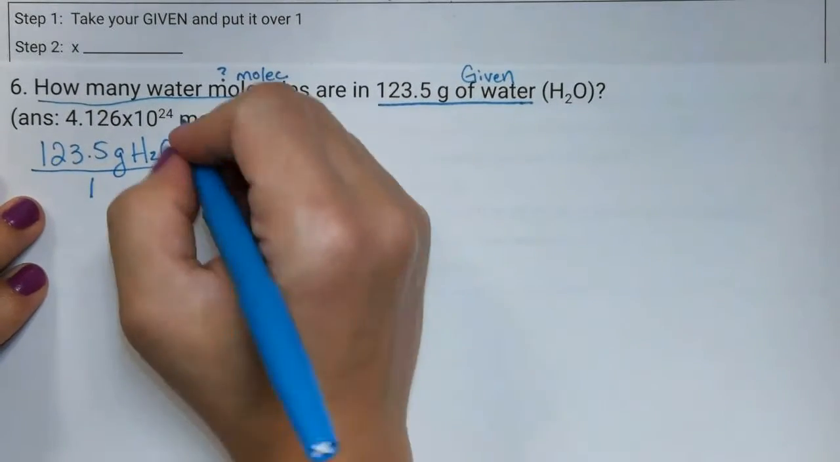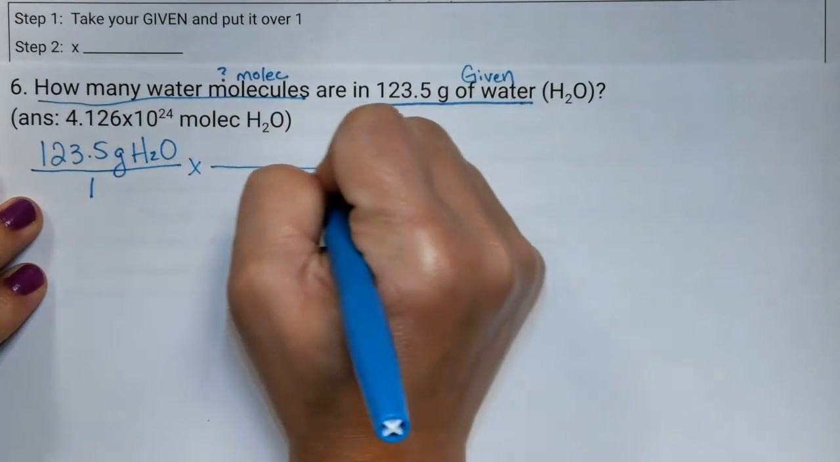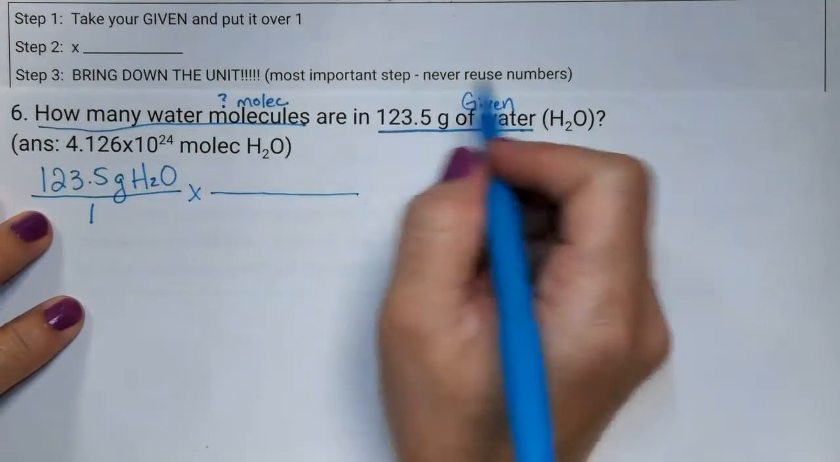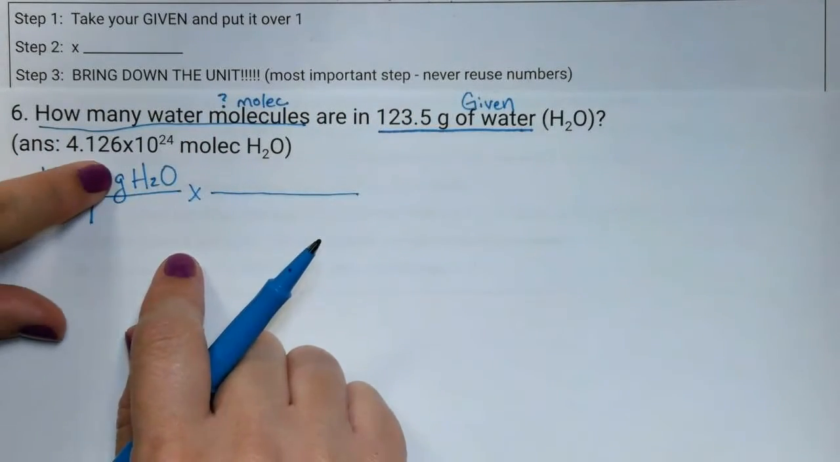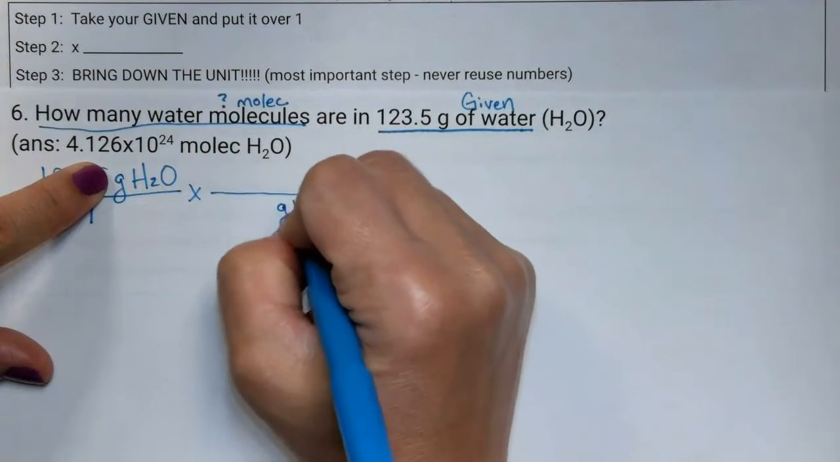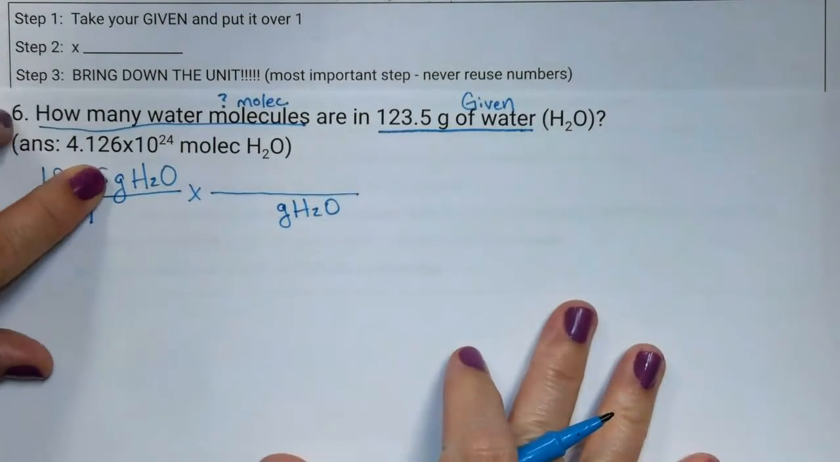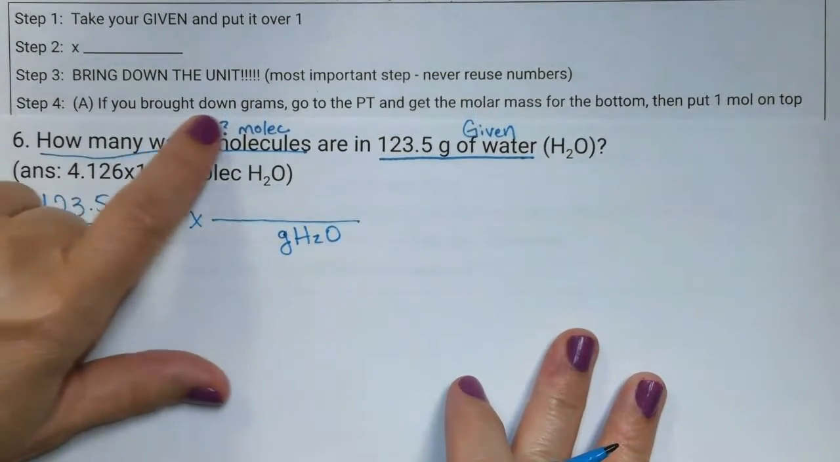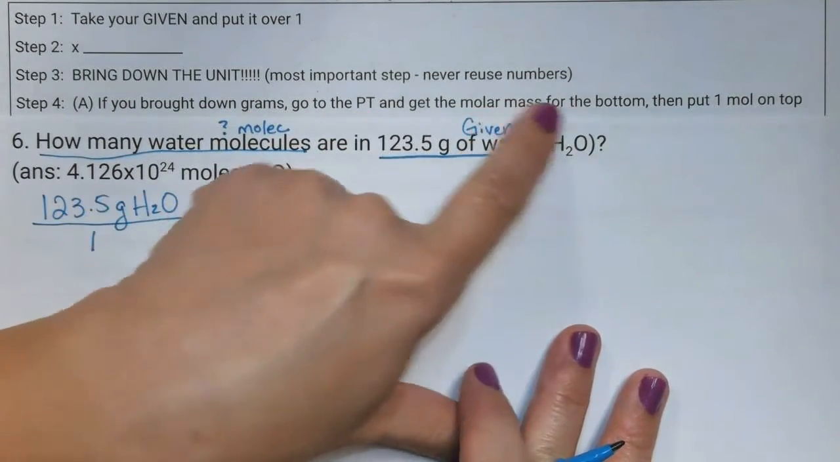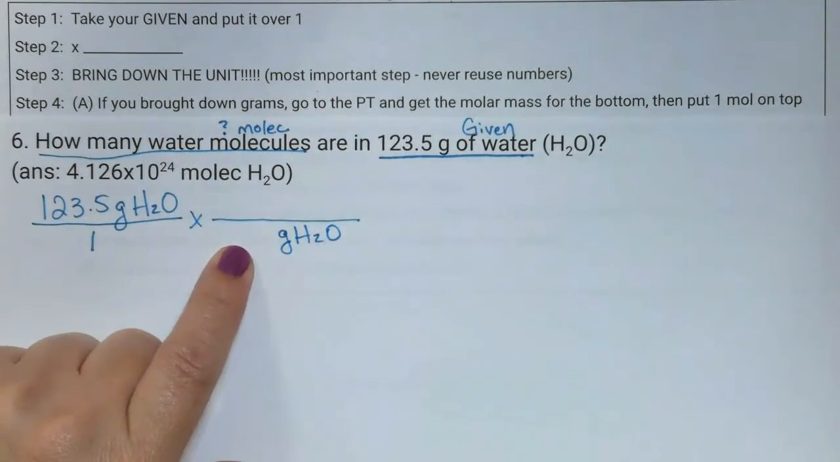Step number 2 says times, draw a line. Step 3, bring down the unit. Most important step, don't reuse the number. So I don't want to bring down the number. I want to bring down grams H2O. Now, step 4 says, if you brought down grams, go to the periodic table to add up the molar mass for your number at the bottom.